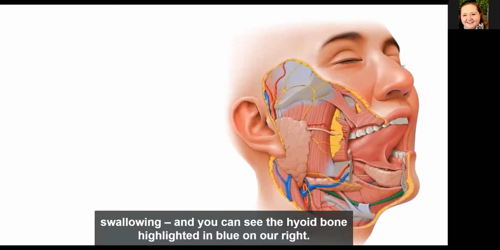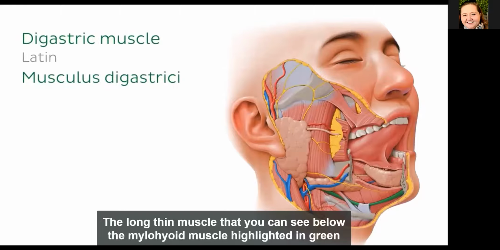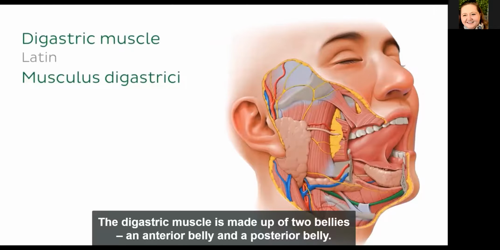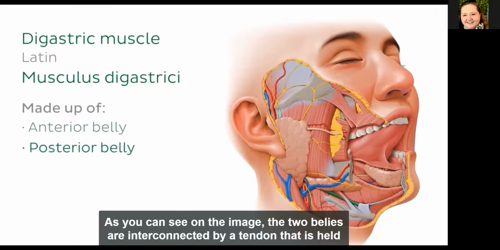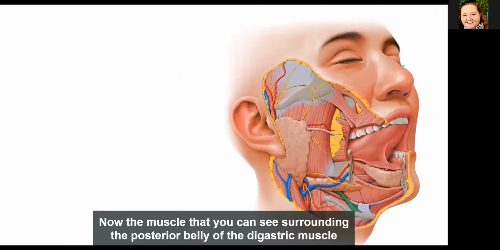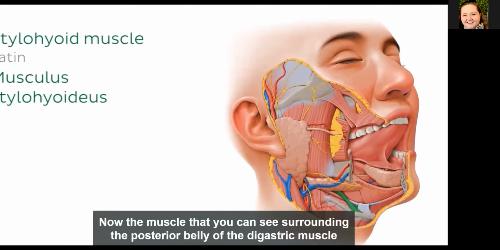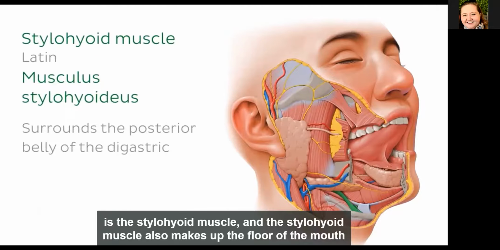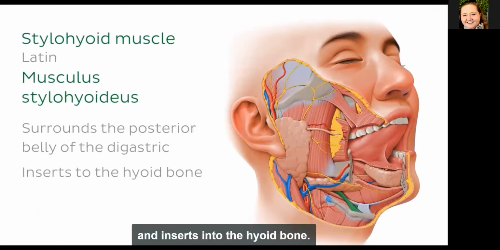The long, thin muscle that you can see below the mylohyoid muscle, highlighted in green in our image, is the digastric muscle. The digastric muscle is made up of two bellies, an anterior belly and a posterior belly. As you can see on the image, the two bellies are interconnected by a tendon that is held at the level of the hyoid bone, and this tendon is known as the intermediate tendon. Now the muscle that you can see surrounding the posterior belly of the digastric muscle is the stylohyoid muscle, and the stylohyoid muscle also makes up the floor of the mouth and inserts into the hyoid bone.